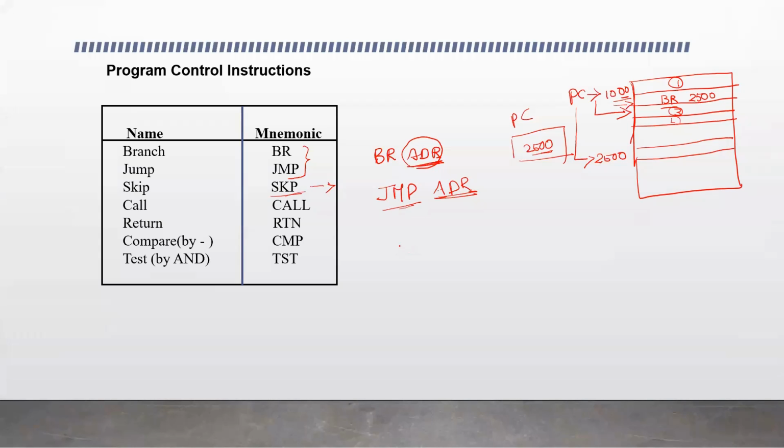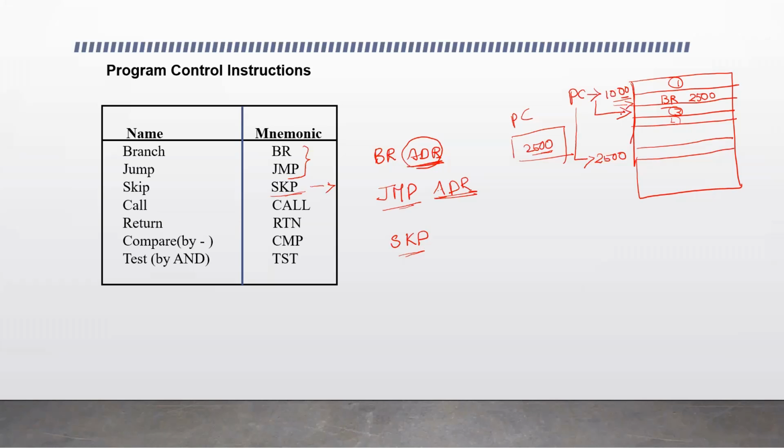SKP is a zero address instruction. We don't give any address here as we give in BR and GMP. There we give the address where to branch. But SKP is an instruction that will not have any address in the address field. It is a zero address instruction. Always when skip is given, it means to skip the next instruction. The next instruction is skipped.